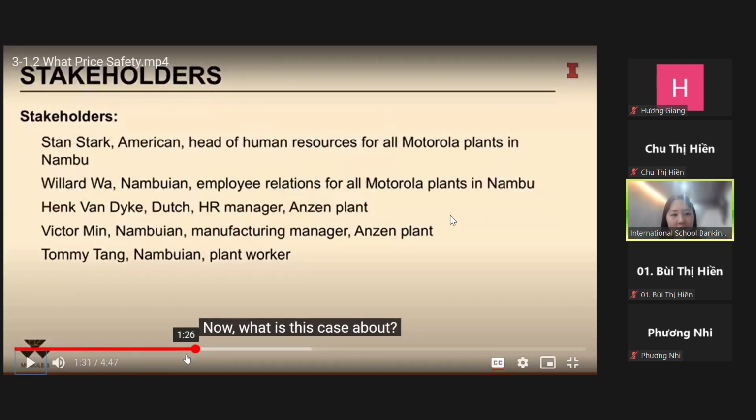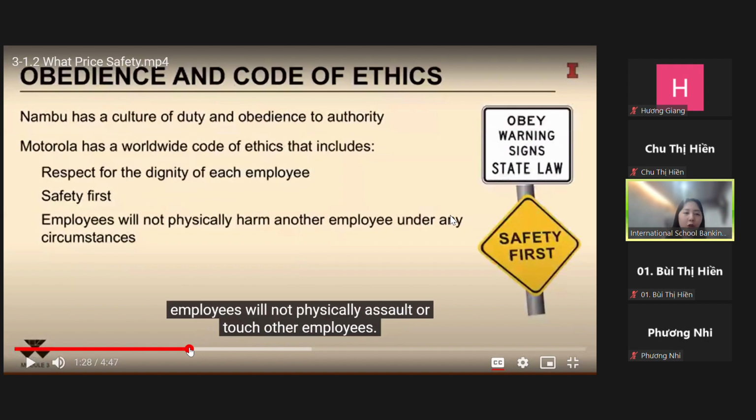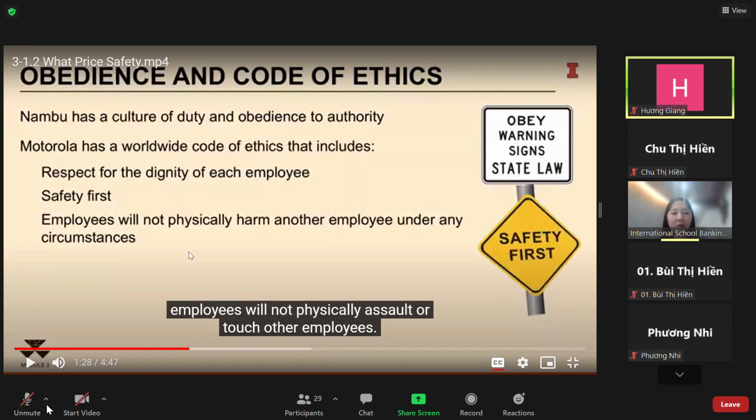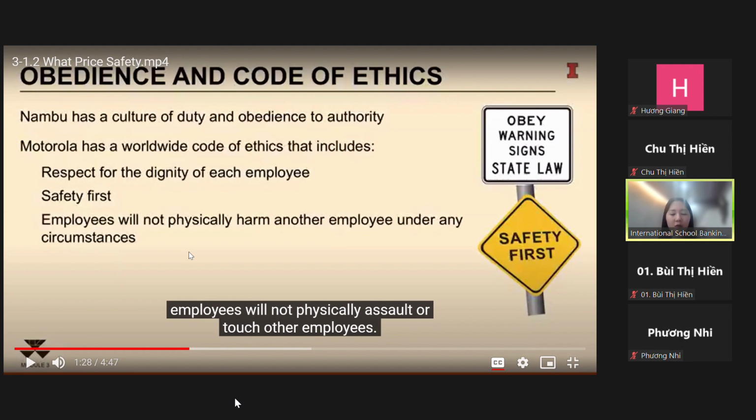Now, I have to stop here because it's a very important point. So, you guys know the company name Motorola? Yes or no? Yes. Okay, it's a very famous company. And in the past, it has developed a very popular phone for teenagers. So, Motorola is a multinational firm. It has many different branches all over the world, and one of its branches is in Nambu.